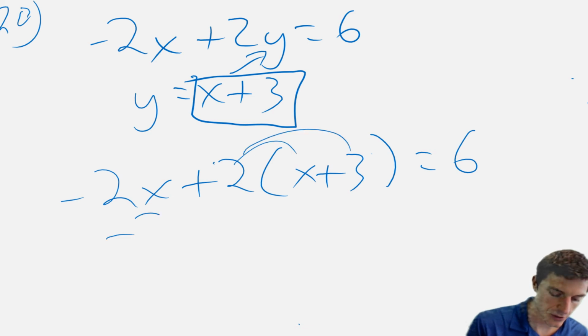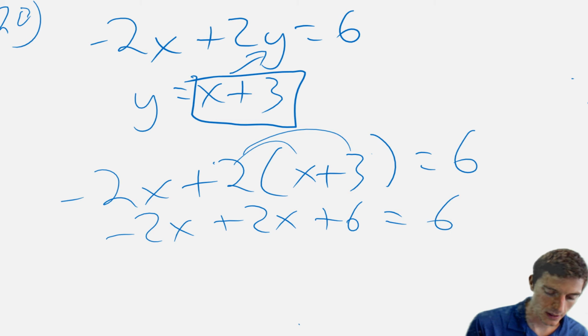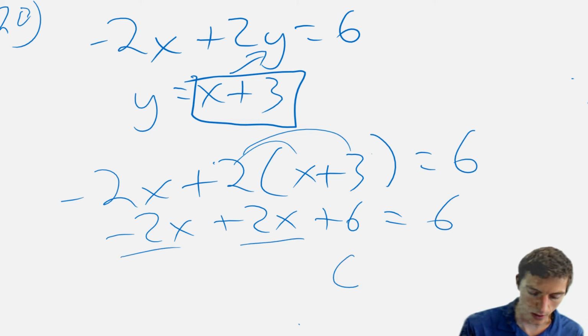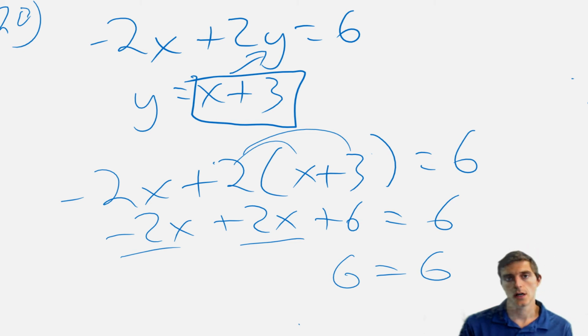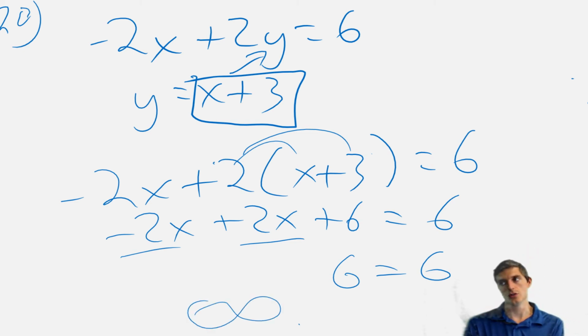If I do my distribution, I get -2x plus 2x. They cancel each other out. So all I have left is 6 equals 6. That's a situation where you get infinite solutions, right? So that's going to be an infinite solution one.